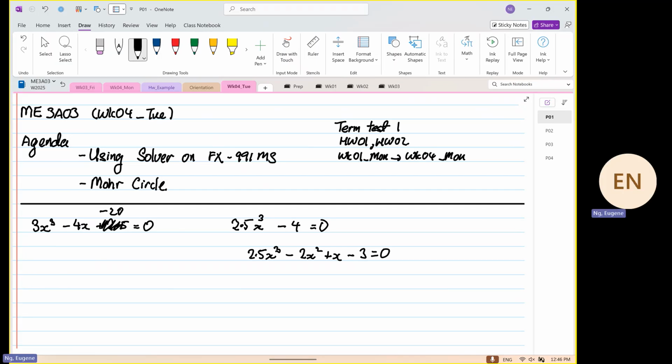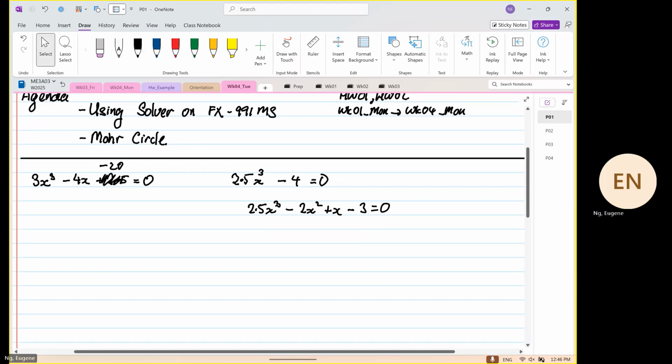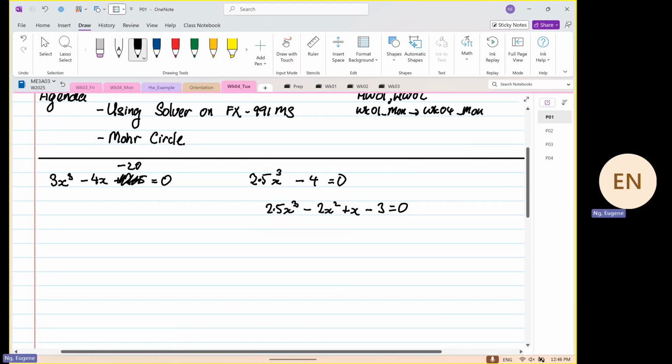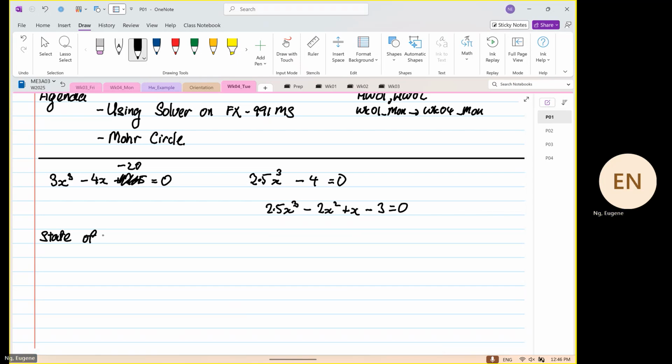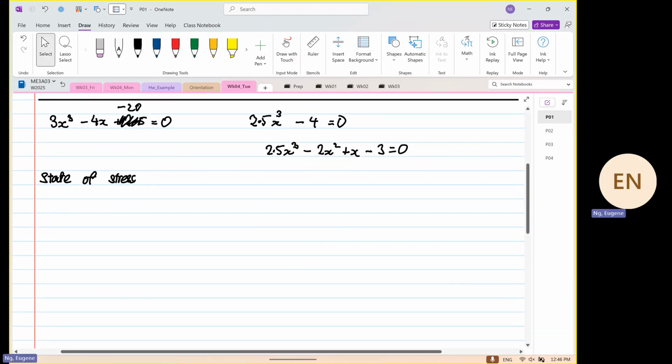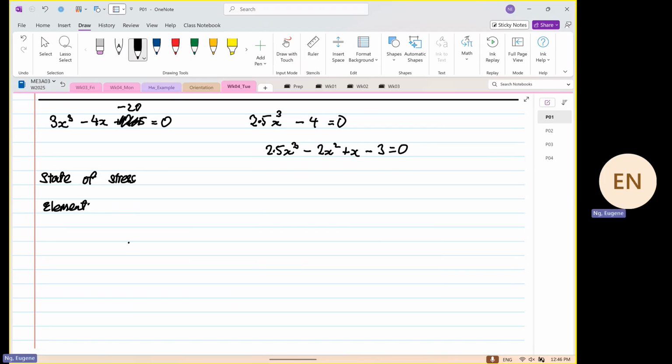Okay, because it's not fair to teach what I have to teach now and expect you to know the answer for the term test next week. Right. So the first thing we're going to look at is the state of stress. So I'm going to introduce you to the word element. Okay. So this is an element.